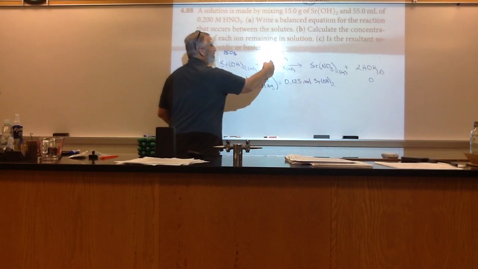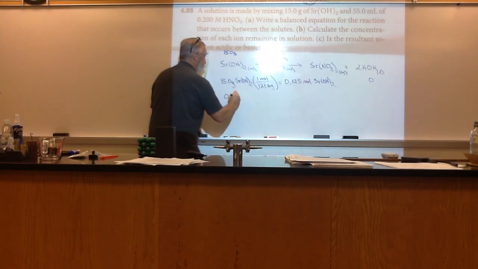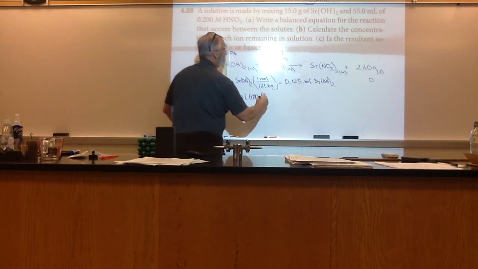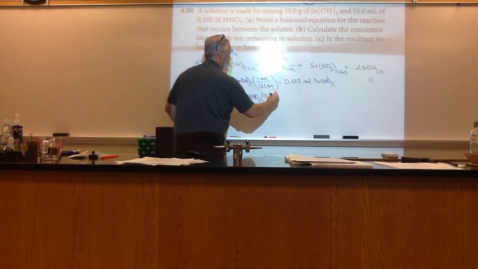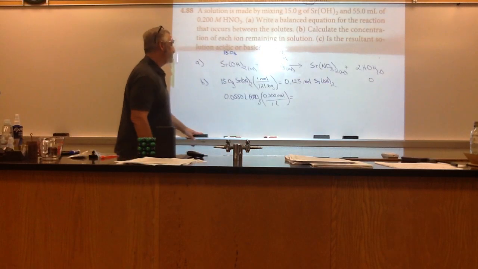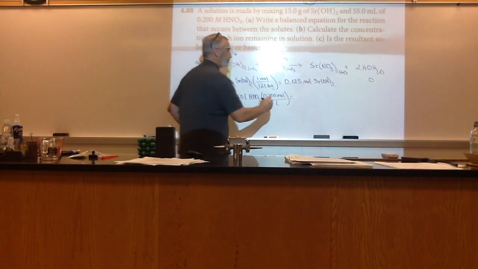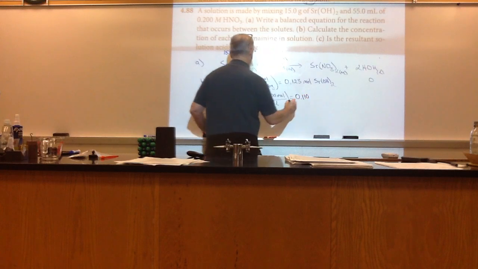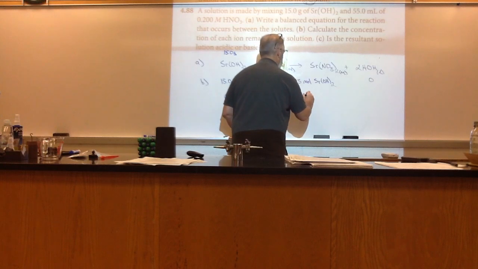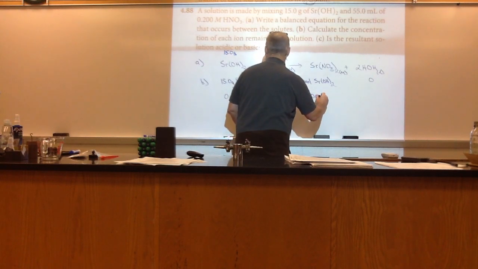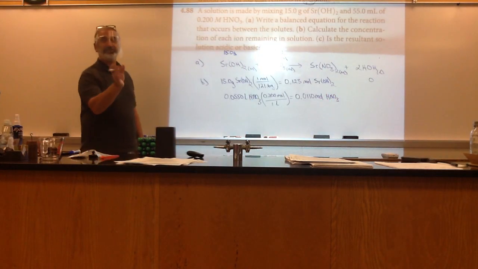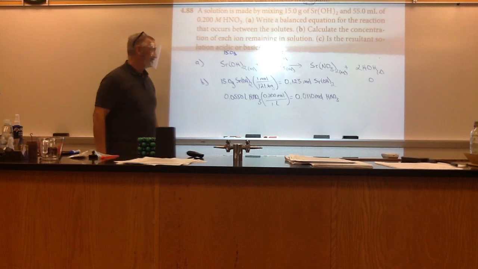Do the same thing for the acid. This time we have volume and molarity, so I'm going to take 0.0550 liters HNO3 times 0.2 moles for every 1 liter. Molarity times volume equals moles. So that's going to come out to 0.011 moles. My mental math with my decimals is my weakest area, just knowing where I'm going to end up when you multiply the decimals.